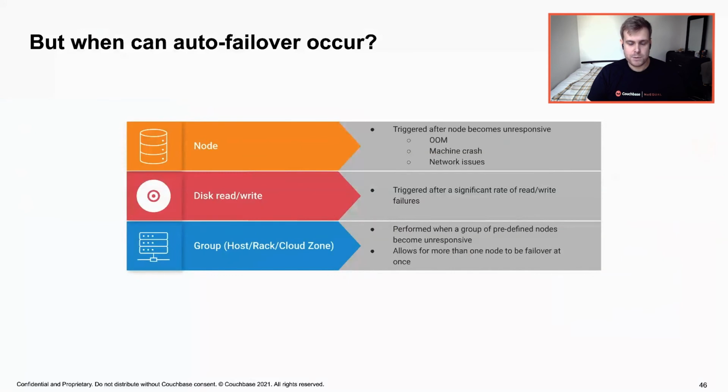Finally, we can perform auto-failover on a group of predefined nodes that share common infrastructure. For instance, a rack, cloud zone, or VM host. For instance, we may need to fail over a subset of a cluster if a VM host was to crash, taking out multiple nodes in the cluster. In this case, the cluster would also need to be large enough to ensure that it could handle the extra workload of the failed over nodes.